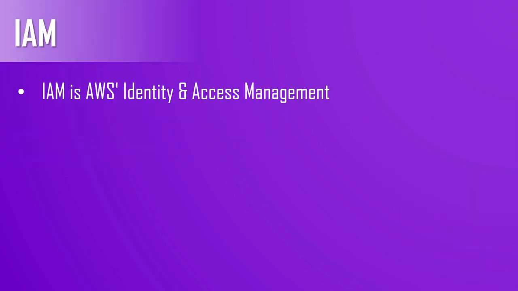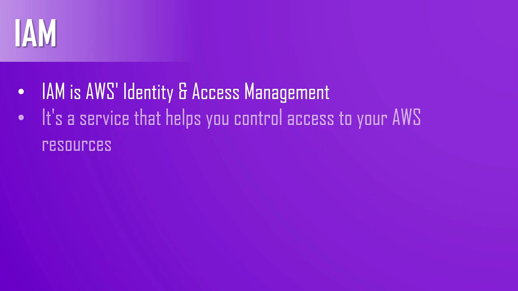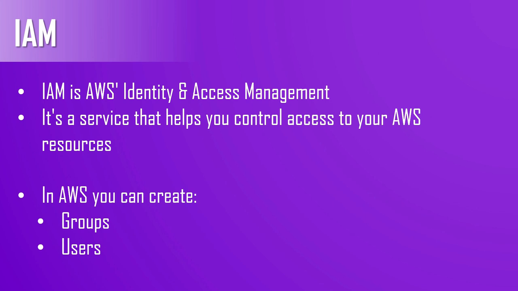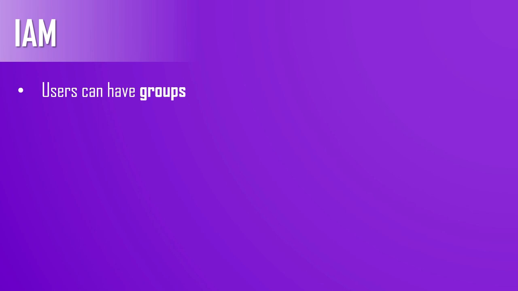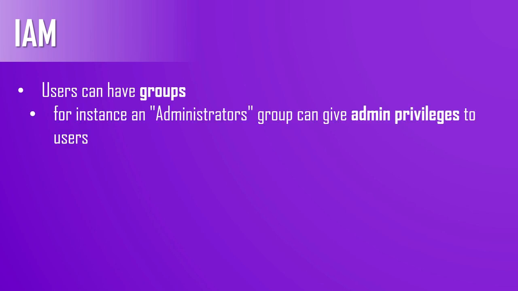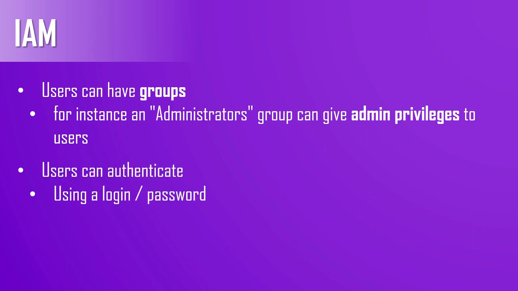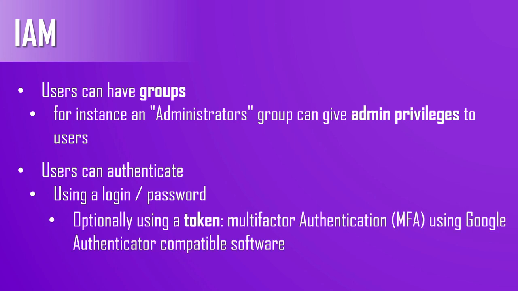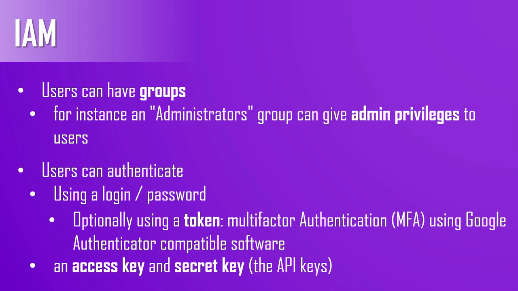IAM is AWS's Identity and Access Management. It's a service that helps you control access to your AWS resources. In AWS, you can create groups, users, and roles with IAM. Users can have groups. For instance, an administrators group can give admin privileges to users. And users can authenticate using a login and a password, optionally with a token. You can have multi-factor authentication, called MFA, using Google Authenticator compatible software. Or, you can also use an access key and a secret key. Those are the API keys we have been using in the labs earlier.